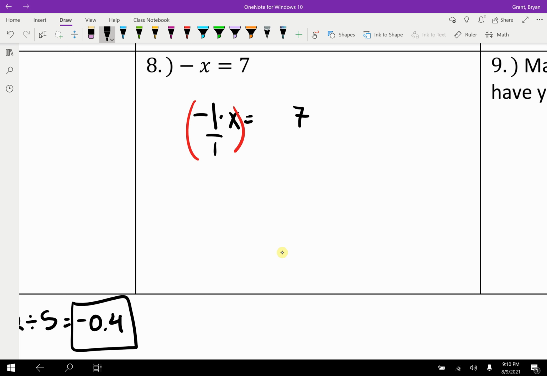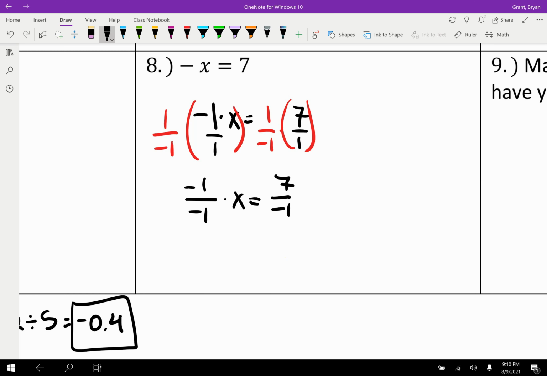So I think that means we need to multiply by the reciprocal. This is negative 1 over 1. Let's flip it. We'll multiply by 1 over negative 1. Same thing over here. 1 over negative 1. If you multiply straight across here, you'll get negative 1 divided by negative 1 times x. On the right side, you'll get 7 divided by negative 1. Anything divided by itself is 1.